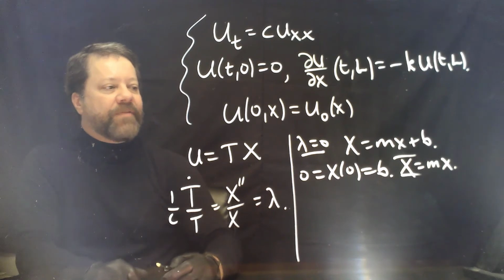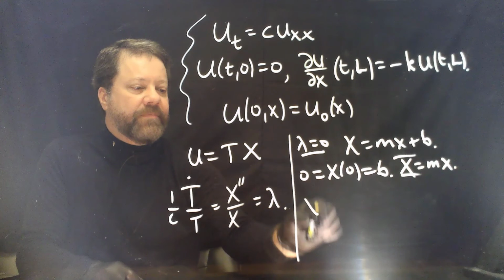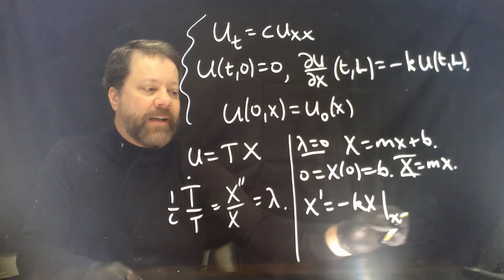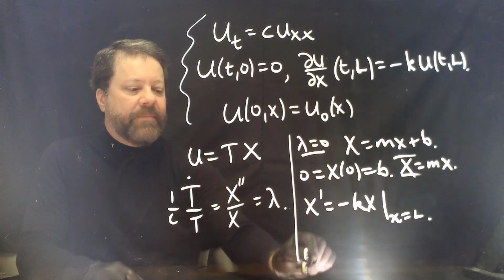Now we have to satisfy the right boundary condition. If we take the derivative, we'll have to have x prime equals minus kx when evaluated at x equals L. X prime is m.